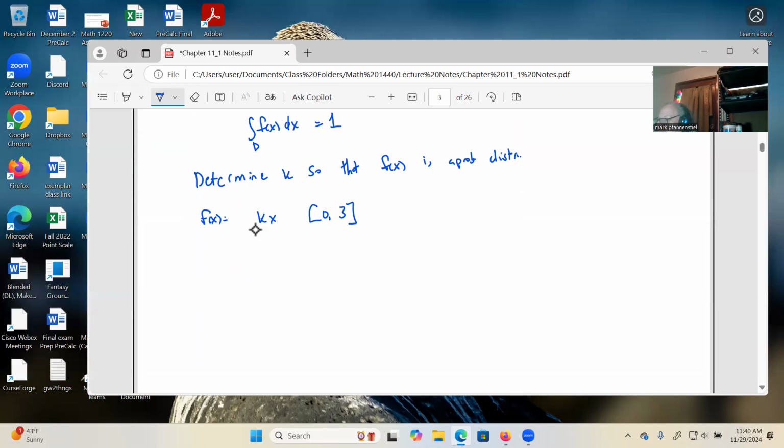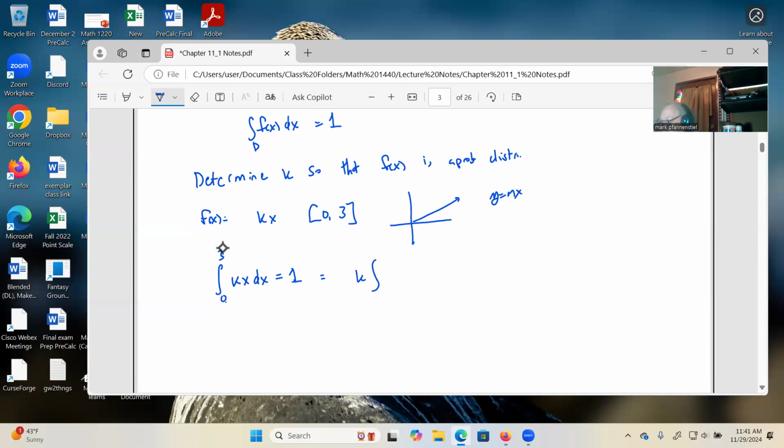First off, kx between 0 and 3, no matter what you pick for k, as long as k is positive, it's just going to be y equals mx, or y equals kx. It's an easy line that goes through the origin. So let's see what happens when we integrate this out. We go from 0 to 3 of kx dx, and we know that this integral has to be equal to 1 because all probability distributions, when you integrate them over their domain, have to integrate out to 1.